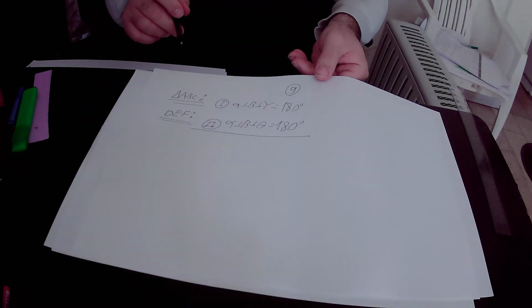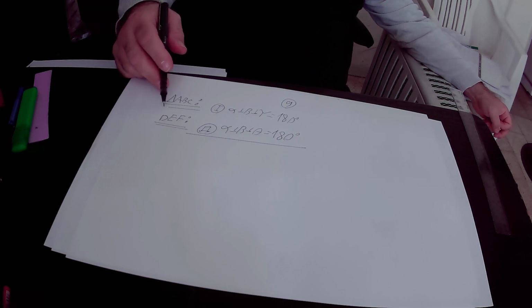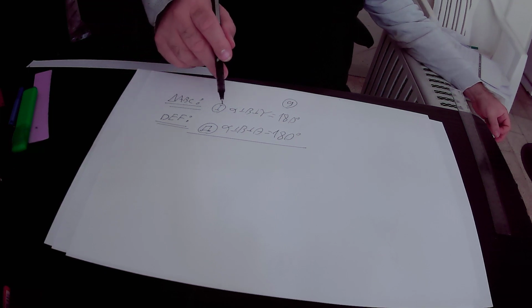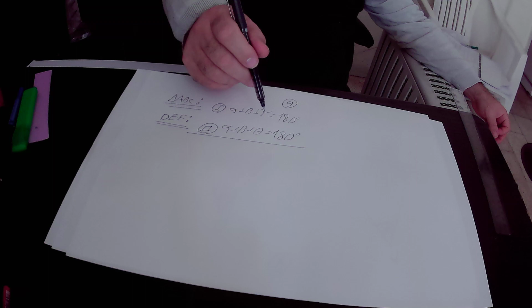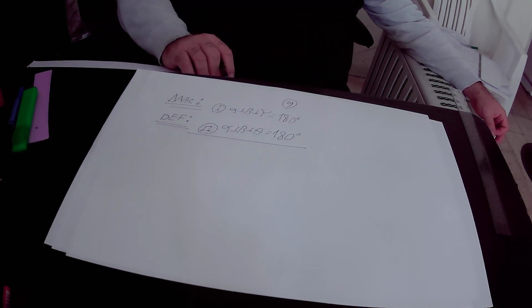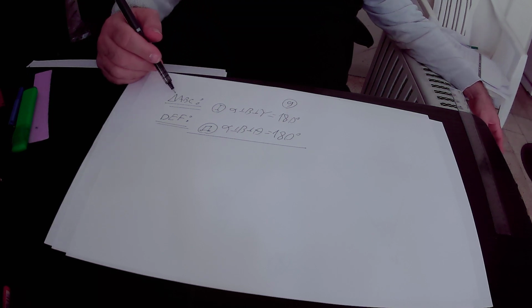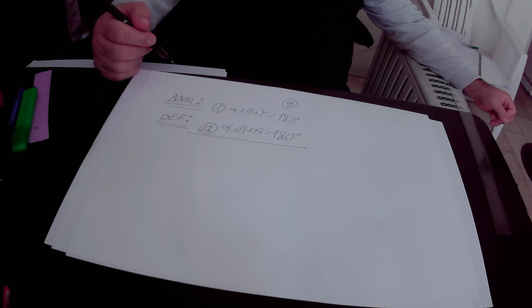In triangle DEF, the sum of its angles equals 180 degrees. That is to say, alpha plus beta plus theta equals 180 degrees. It is true in any triangle, and especially in those two triangles, triangle ABC and triangle DEF.